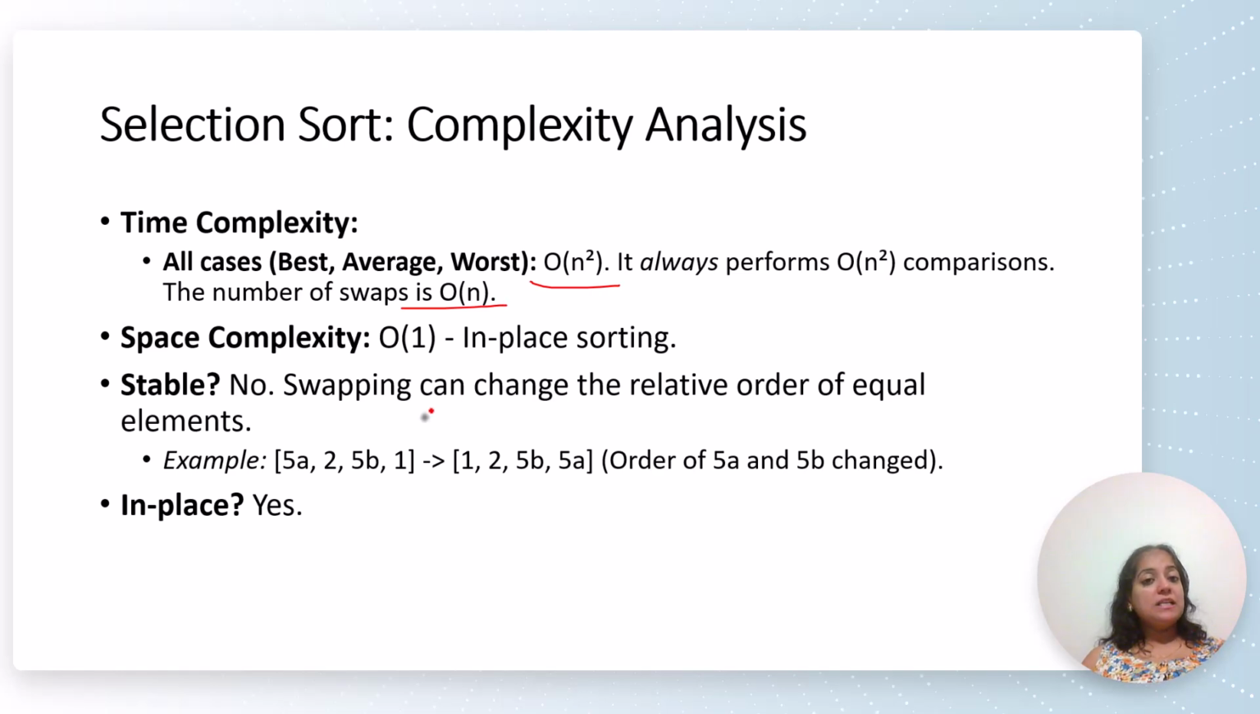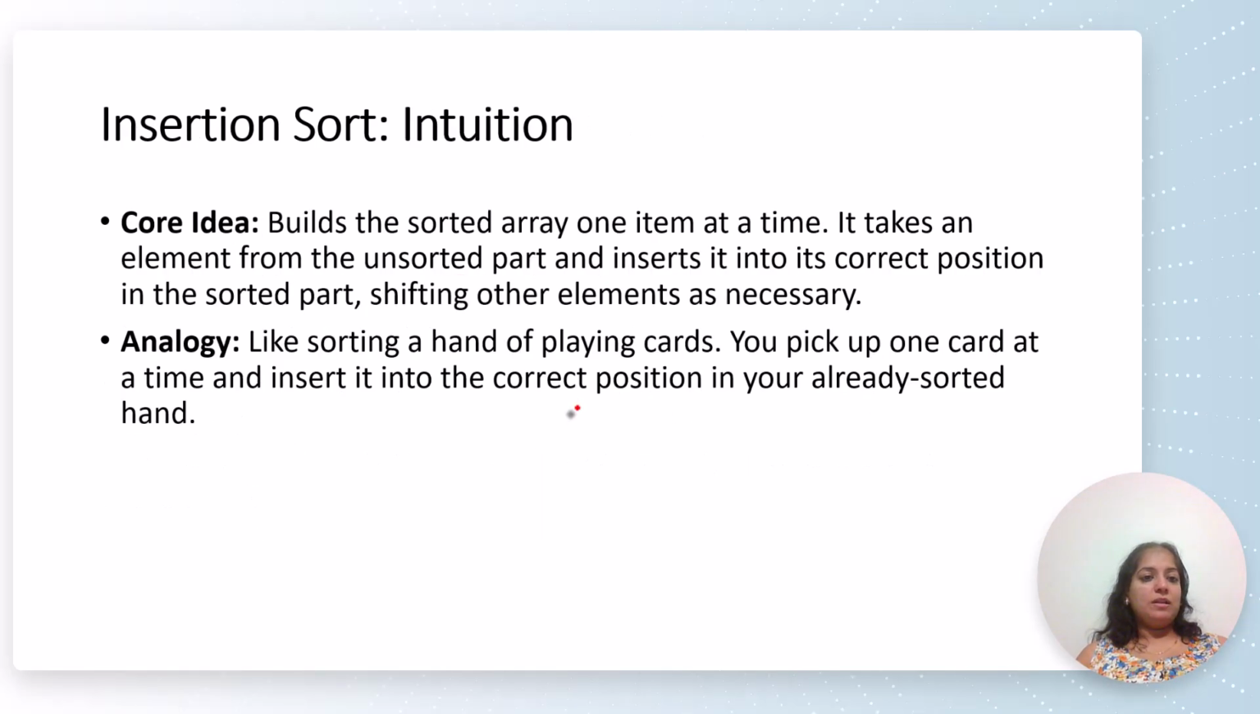The space complexity is big O of 1 because it's an in-place sorting algorithm. It does not require any additional space. Is it stable? No, because swapping can change the relative order of equal elements. And it is an in-place algorithm, so yes, it is in place.